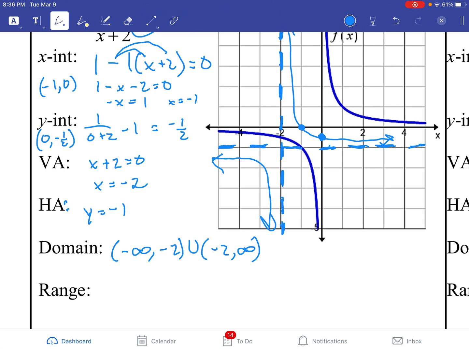For the range, we're looking at what y values exist for the graph. It starts at the bottom at negative infinity, goes up till it hits the horizontal asymptote at negative 1. Jumps over it, and then continues on towards positive infinity.